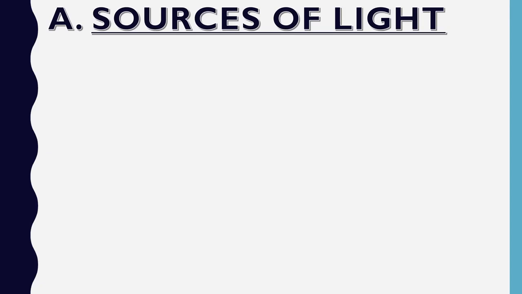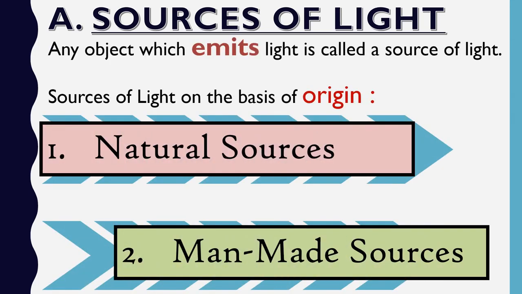Now, let us learn about some sources of light. Any object which emits light is called a source of light. However, we will be looking at two different types of sources on the basis of origin. The first one, natural sources, and the second, man-made sources. Let's learn about each of them in detail.